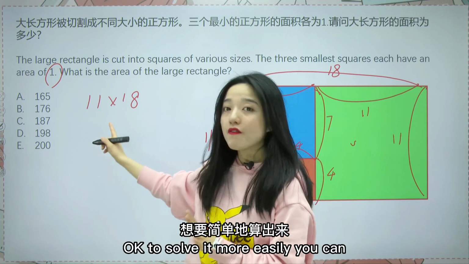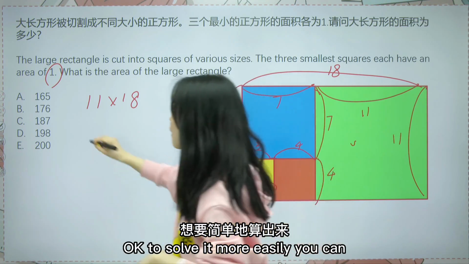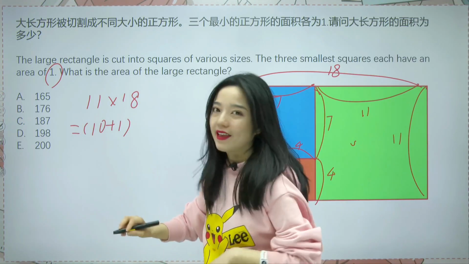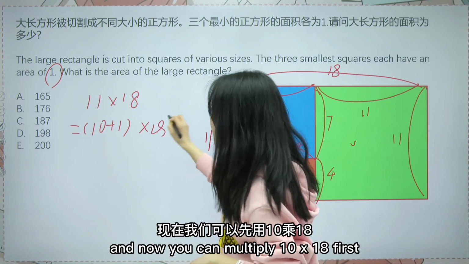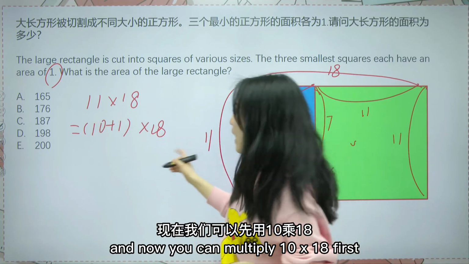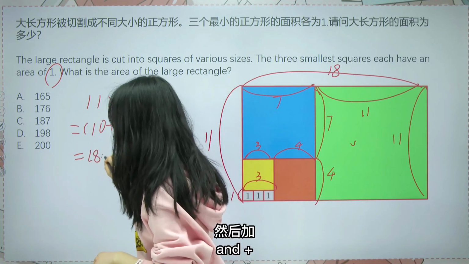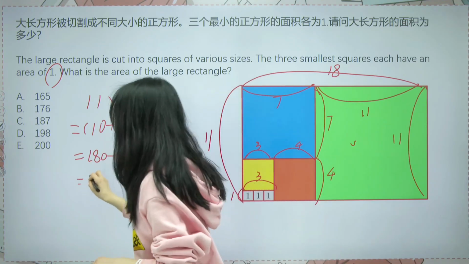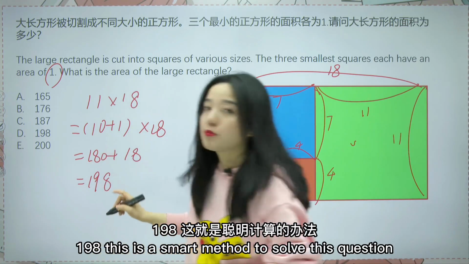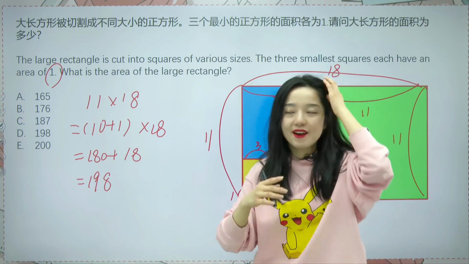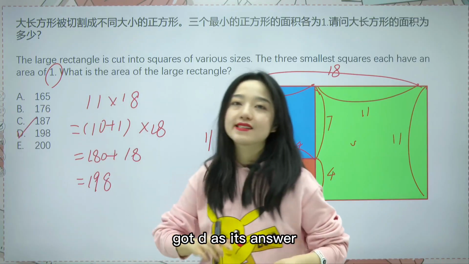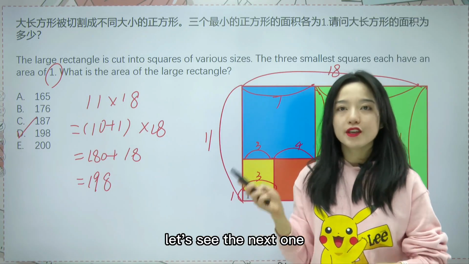To solve it more easily, you can split 11 into 10 plus 1. Now you can multiply 10 times 18 first, plus 1 times 18, which equals 198. This is a smart method to solve this question. Okay, so that's how we solve this question. We got D as the answer. Let's see the next one.